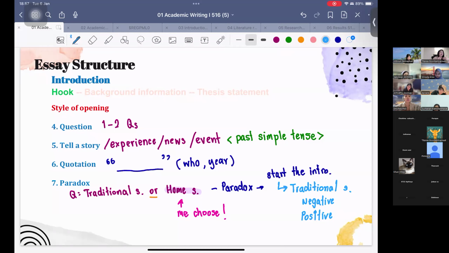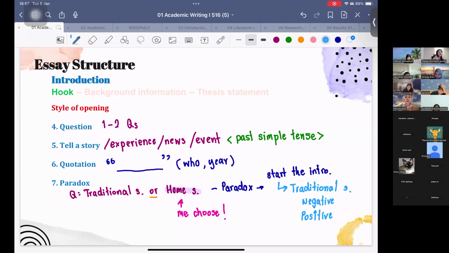The question we normally write at the beginning should be 1 or 2, no more than 3 lines. If it's in writing, I would say less than 3 lines would be okay. Longer than that would be too long for a question.